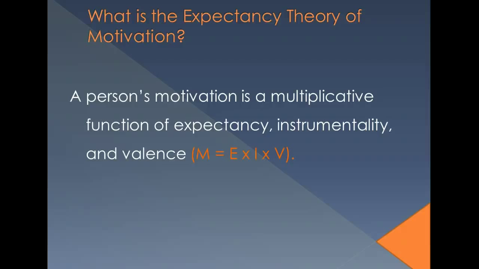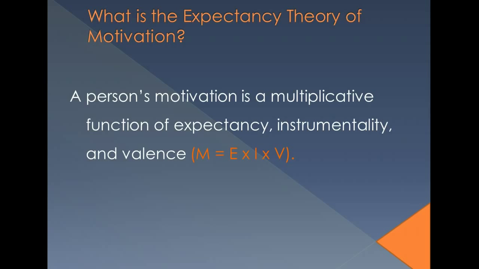So you have this expectancy, which is the probability assigned by an individual that work effort will be followed by a given level of achievement or achieved task performance. Expectancy would be 0 if the person felt it were impossible to achieve the given performance level. And it would be equal to 1 if the person was 100% sure the performance could be achieved.